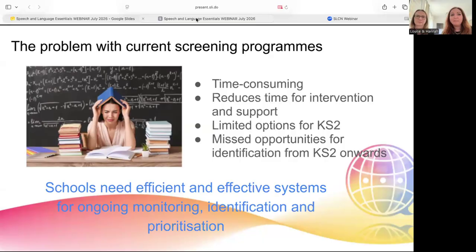There can be an assumption in Key Stage 2 and secondary school that children with significant language difficulties would already have been picked up, recognised and supported by these early screening systems. Unfortunately, this is not always the case. In fact, for some children, difficulties become more noticeable as they get older.